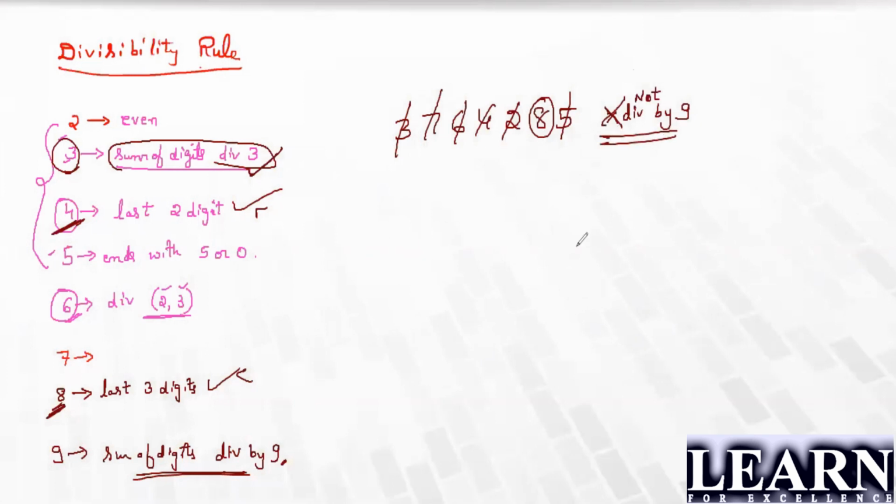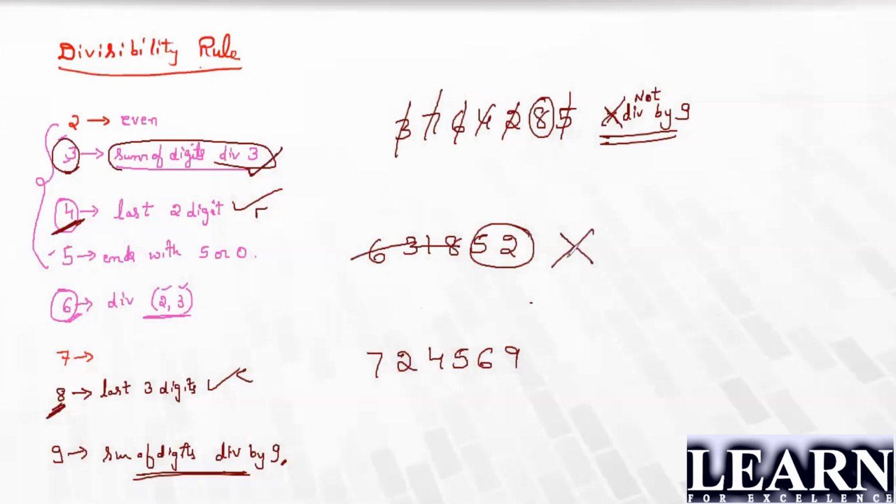6, 3, 1, 8, 5, 2, and another number 7, 2, 4, 5, 6, 9. I'll take the examples 631,852 and 724,569. 6 and 3 is divisible by 9, 8 and 1 is divisible by 9, 5 and 2 is 7, not divisible. 7 and 2 divisible by 9, 4 and 5 is divisible by 9, 9 is divisible by 9, 6 is not divisible. Is it clear? So if a number is divisible by 9, then the remainder should not be any number other than 0 or 9. If it is 0 or 9, yes, we can take it. I hope it is clear, guys.